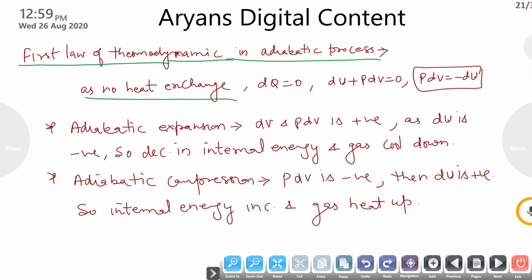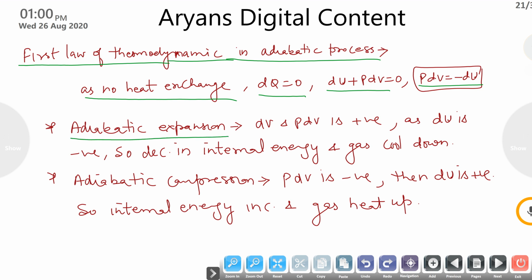As in an adiabatic process there is no exchange of heat, we can say dQ is 0, meaning change in heat is 0. So dU plus P dV is equal to 0. So P dV is minus dU. Now two main points for this.